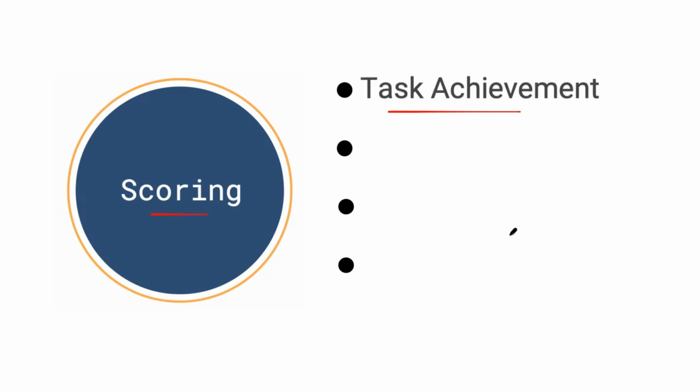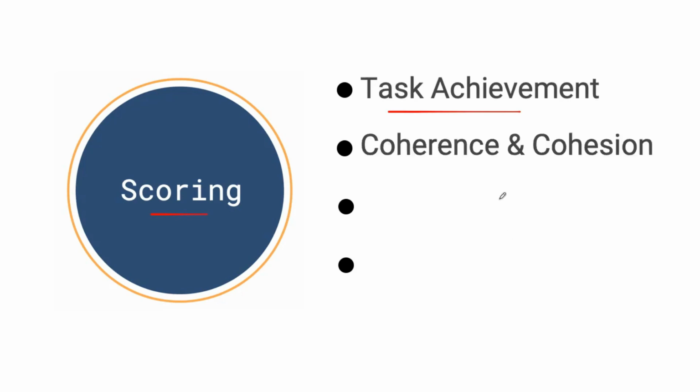The second part will be coherence and cohesion. This is easy to remember because we need to make sure that our writing makes sense and that it is well thought out and planned, again, in a very complete way. So you see these 2 things go together.